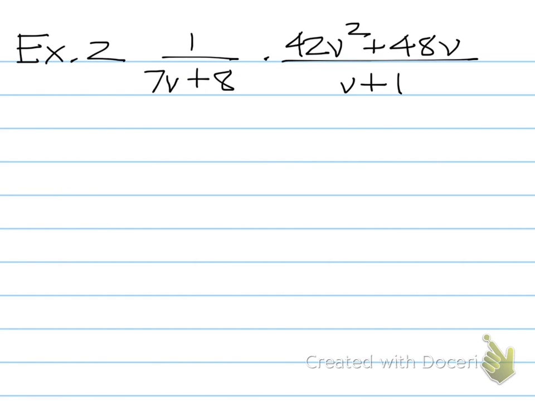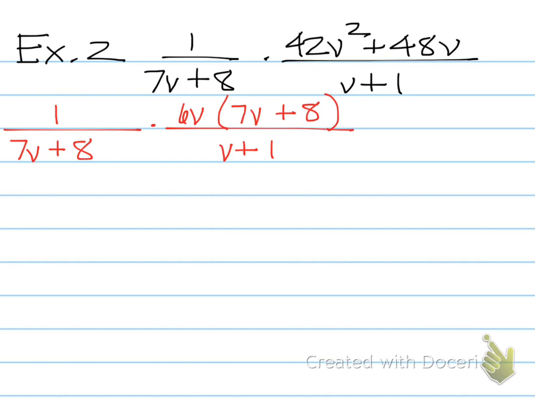All right, for this one, we need to factor anything that needs to be factored. The only thing that can be factored is the second numerator. So when we factor this, we have a GCF in that second numerator, which is 6v. When we factor out the 6v, we're left with 7v plus 8. And then we can cancel the 7v plus 8. You can cancel across a multiplication sign. You cannot cancel across an addition or subtraction sign. So we can cancel the 7v plus 8, and then now we're just going to multiply straight across.